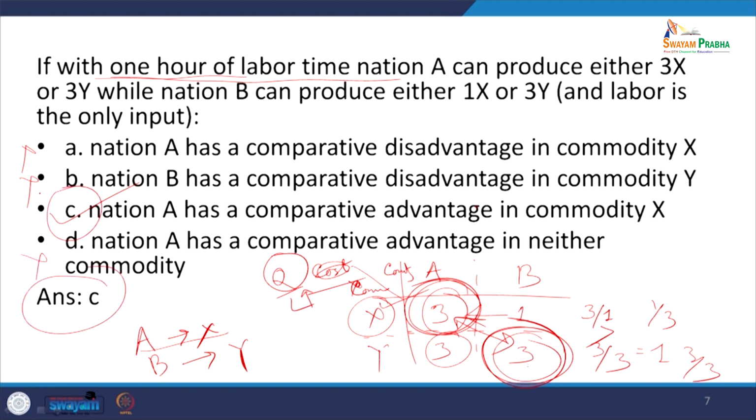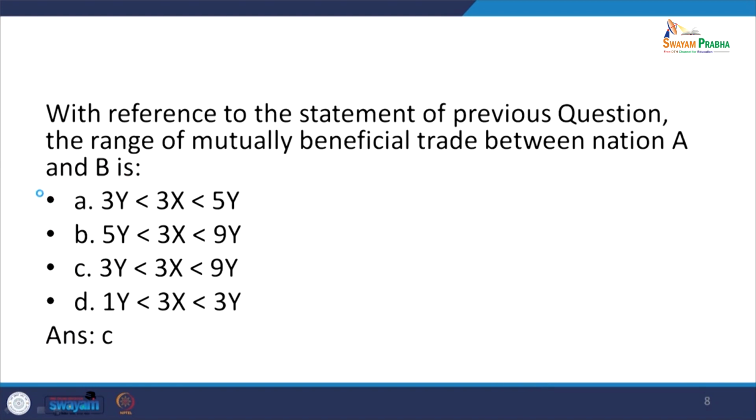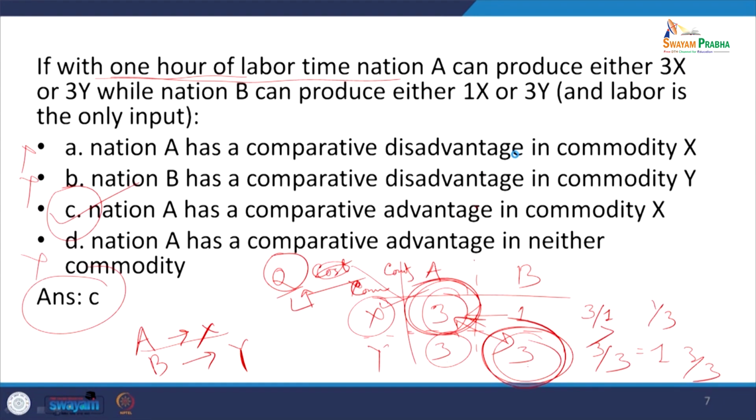So, we must proceed further to understand other details. Now, given these questions, if you try to derive mutually beneficial trade between nation A and B, you go and check, we have already explained in earlier context. In both the cases nation A has higher productivities as compared to the other country. So, nation A has leverage in producing both the commodities. So, nation A will start with bargaining. So, a minimum of 3y is required for 3x to export.